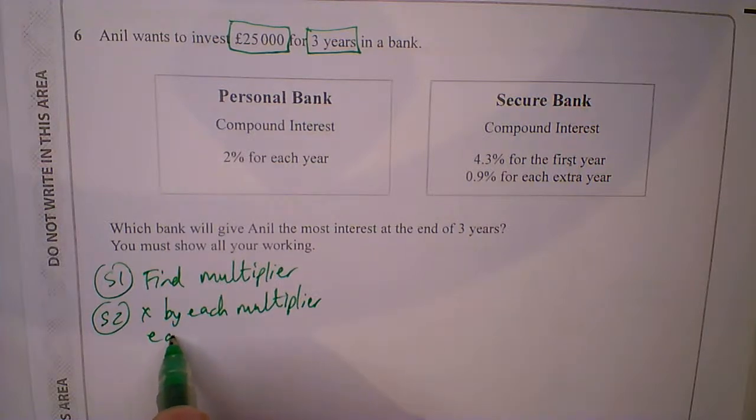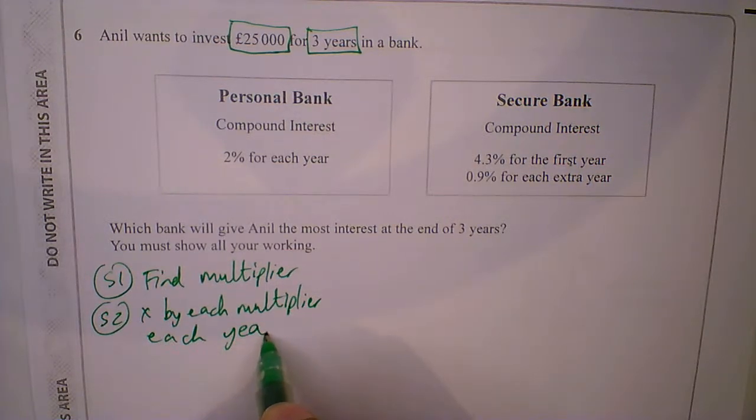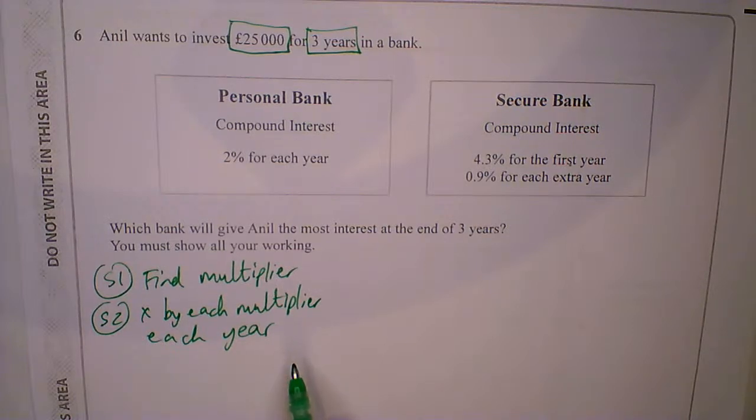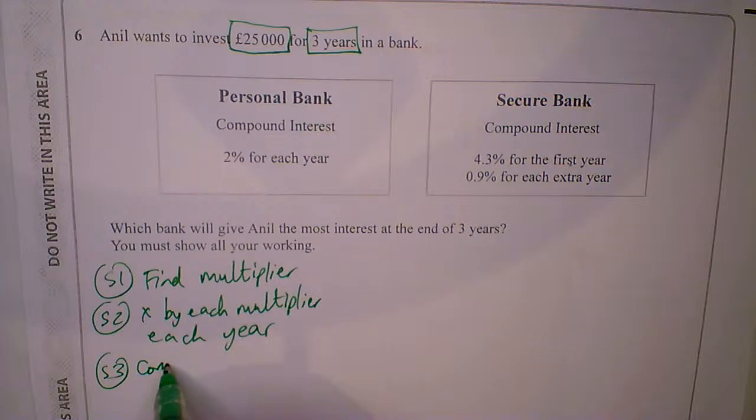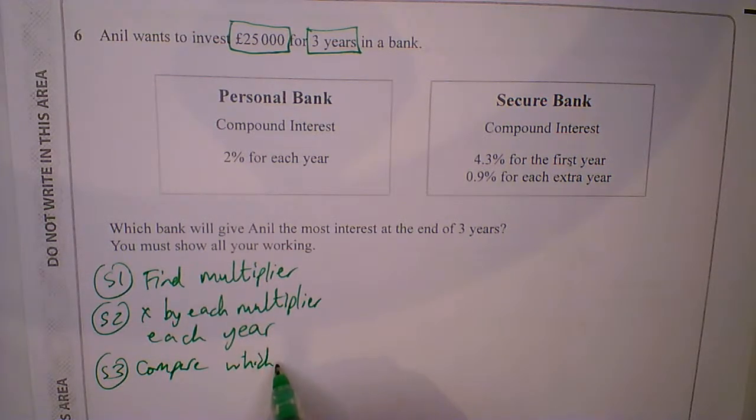Each year. Okay, I'm doing it the long way. You can think of a shortcut, but I'm going to do it the long way because that's simpler for me, and so I will not get lost. I multiply by each multiplier each year, and then I can compare. Step 3 is compare which bank, or compare the banks.